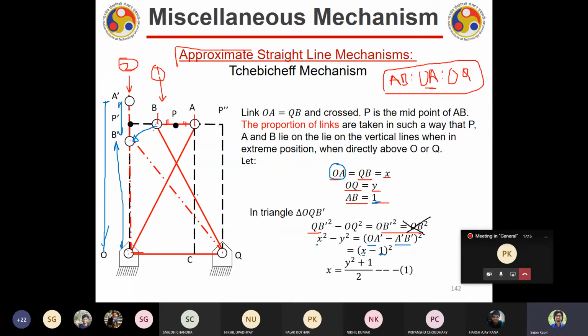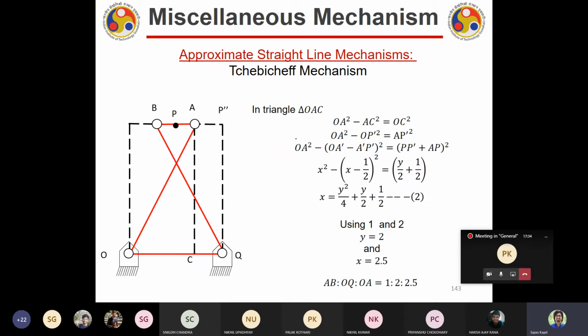Similarly, OQ is all the time fixed, and this length I already assumed as y. So this is y square. So I can find a relationship that x square equals y square plus 1 by 2 square. This is my equation number 1.